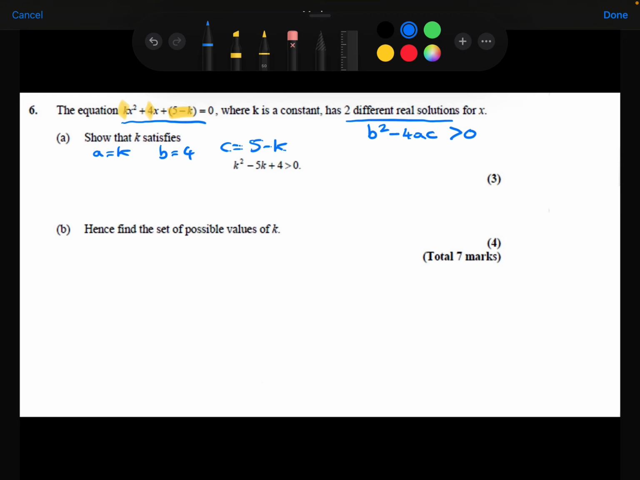So let's substitute each of those into the discriminant. We've got b squared, so that's 4 squared, minus 4 times a, which is k, times c, which is 5 minus k. Make sure you put that in brackets. Right, 4 squared is 16. 4 times k is 4k.